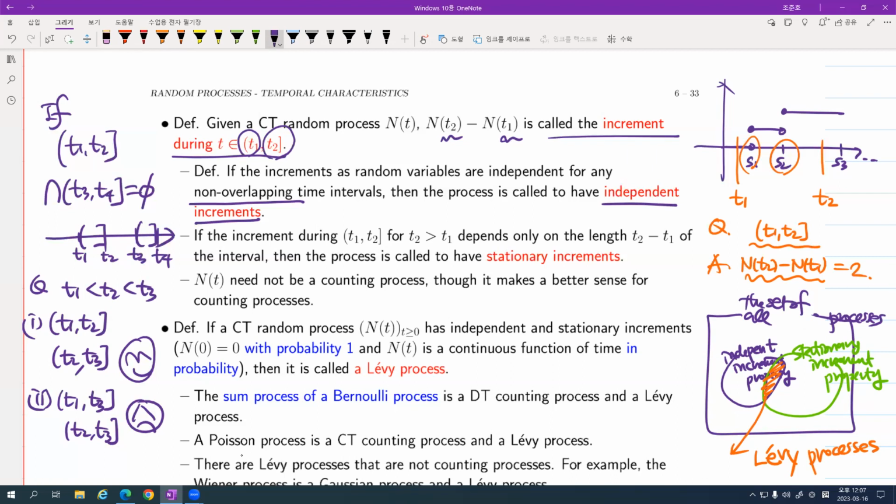So given all random processes, there is a very small subset that has the independent increment property. A very small set has the stationary increment property. And then we have a smaller set, Levy process. And of course, we may have something like this, counting process. Got it? So a counting process may be a Levy process. A counting process may have the stationary increment property. A counting process may have the independent increment property.